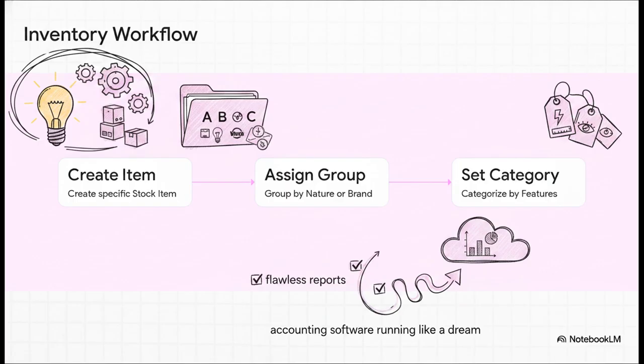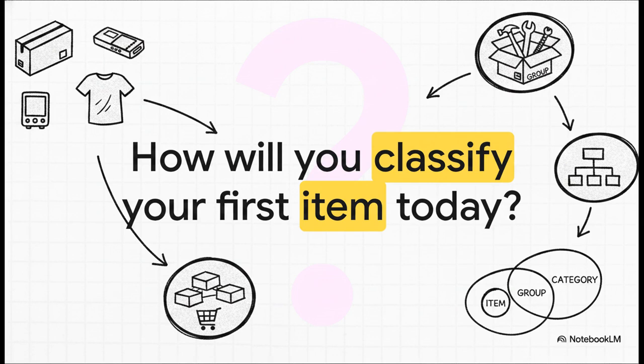I promise you, if you follow this exact hierarchy, your accounting software is going to run beautifully and your inventory reports will be absolutely flawless. So take a look at your own real-world inventory right now, the physical products sitting in your business today. How would you classify your very first item? What is the item itself? What is its group? And what is its category? Jump right into your software and go build that solid foundation.